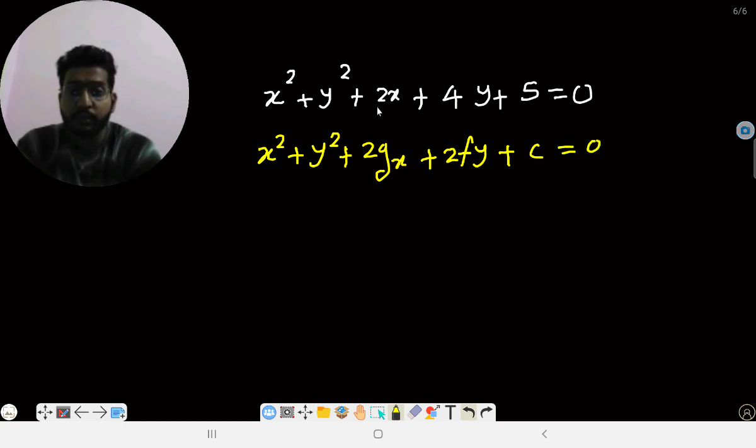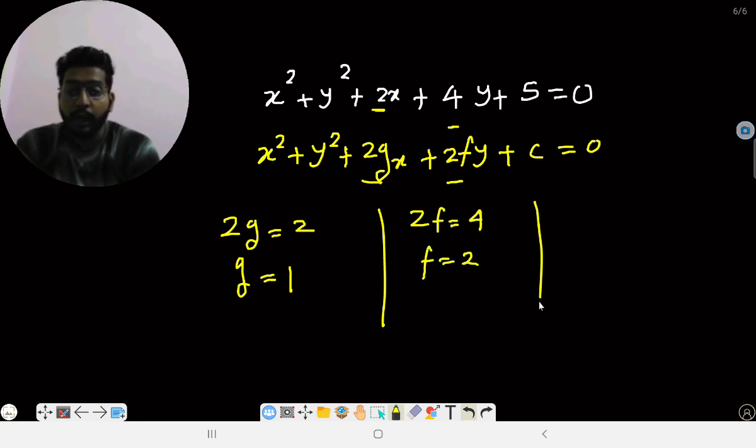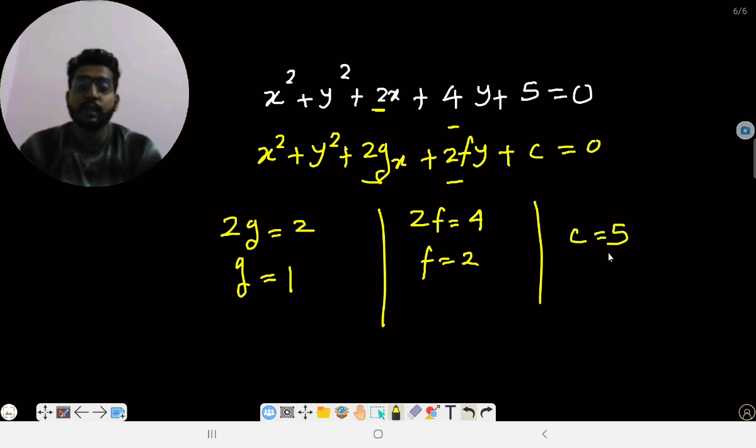If I compare this, we get 2 equals 2g. From here we can see 2g equals 2, and g will be 1. Next, 2f equals 4, that means f will be equal to 2. And from here c equals 5. So here you can see g is 1, f is 2 and c is 5.